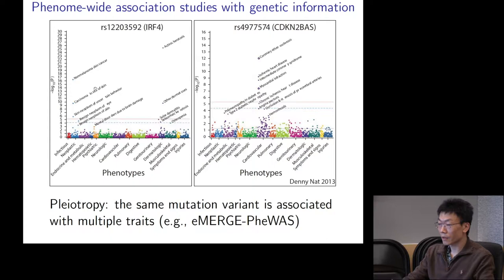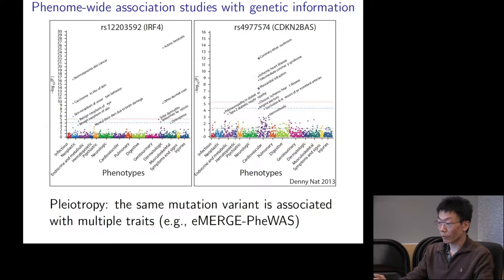For example, here this mutation is associated with skin cancer, and at the same time it is also associated with carcinoma in situ of skin, which are obviously two related types of disease. Another mutation is associated with heart-related problems. What this implies is pleiotropy, right? One mutation might cause multiple diseases, which is something we also want to leverage.